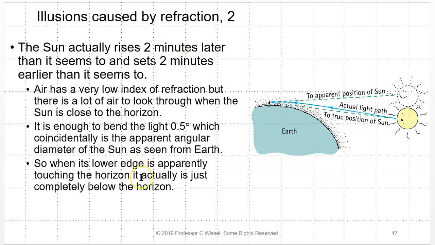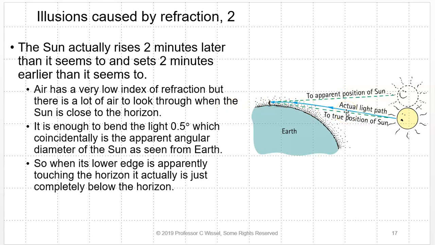Okay, another illusion caused by refraction. Do you realize that the sun actually rises 2 minutes later than it seems to and sets 2 minutes earlier than it seems to? Kind of cool. Now, we don't usually consider the air's index of refraction. It's less than 1% different from a vacuum. So we usually ignore it. But the atmosphere, especially when you're looking at a grazing angle like this, is thick.